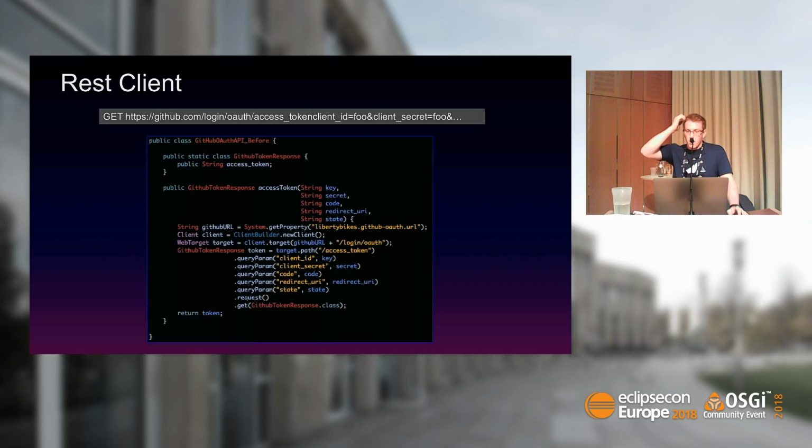All right, so on to some of the tech highlights that I wanted to cover here. The first one is REST Client. This is useful if you have a Java service that needs to call some other REST API. In this example, I've shown the part where our authentication service calls out to the GitHub OAuth API to get a token back.